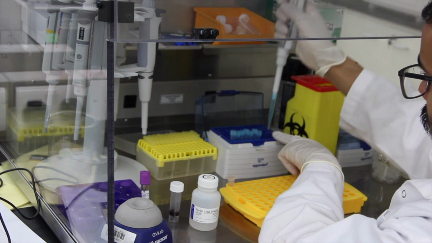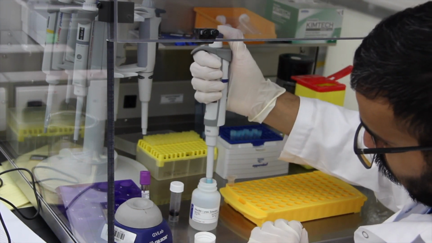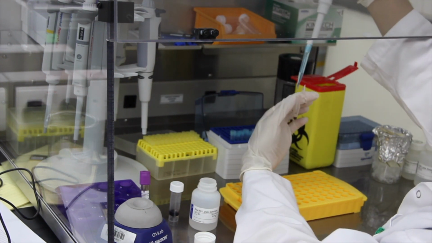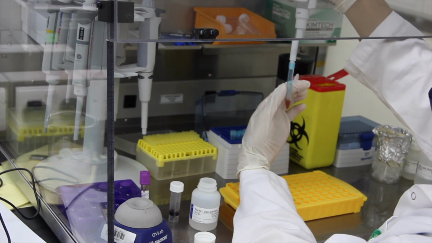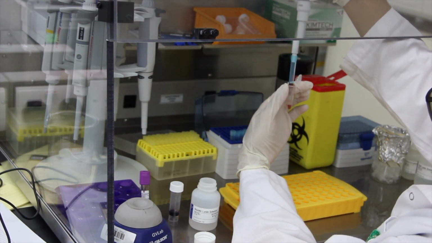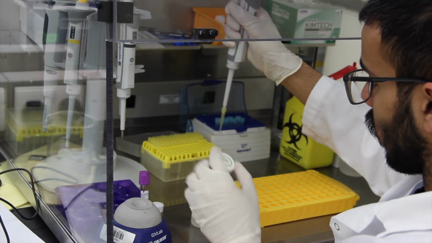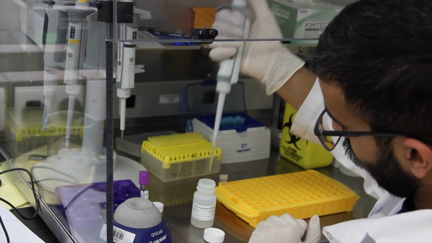After completely resuspending the pellet, add 300 microliter of nucleolysis solution. Mix the solution with the pipette and notice the apparent viscosity. Now, add 100 microliter of protein precipitation solution to the viscous solution.